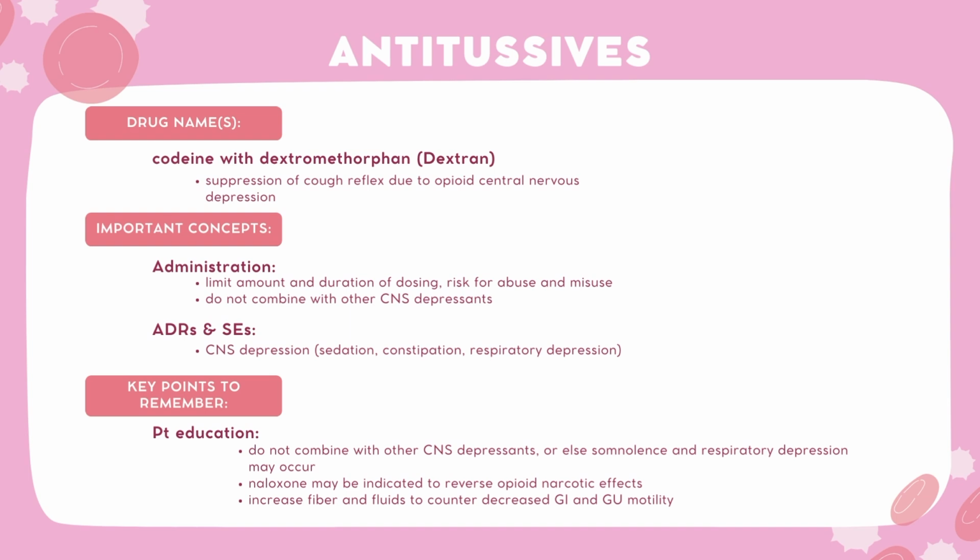But being an opioid, there are some important teaching elements to consider. Use should be limited due to there being a high potential for abuse. Other CNS depressants should not be combined with this medication, or else severe CNS and respiratory depression can occur. Like other opioid medications, increase fluids and fiber to encourage motility, and do not use this medication prior to engaging in high alert activity. Naloxone may be indicated to reverse the effects of this medication should overdose occur.